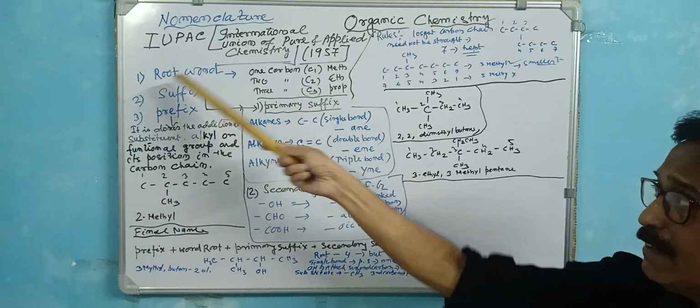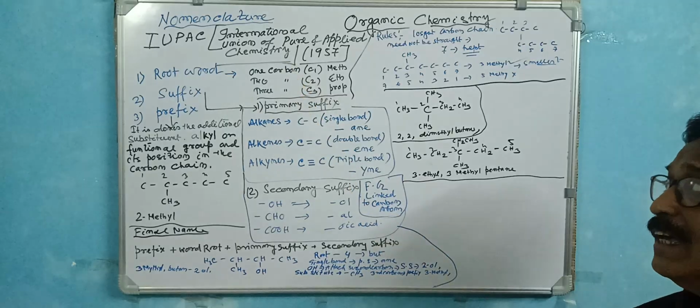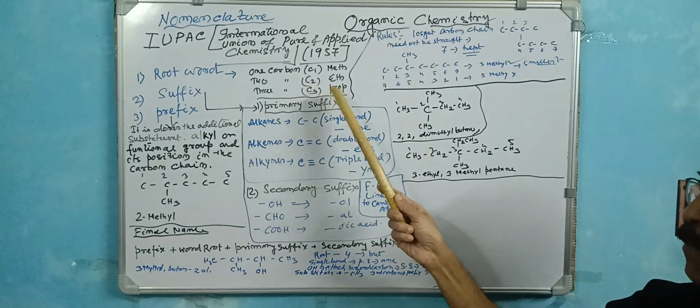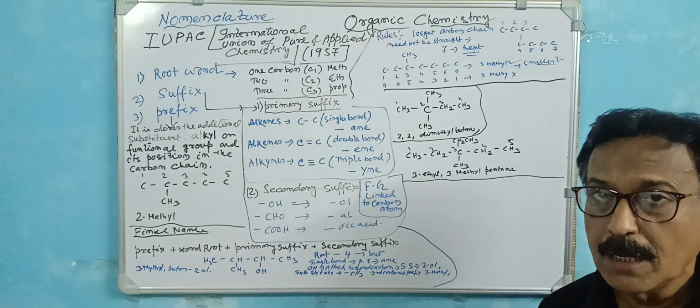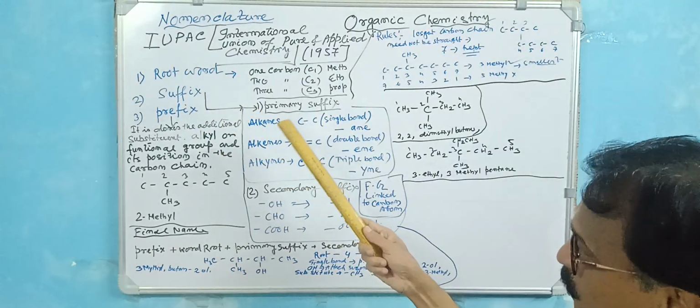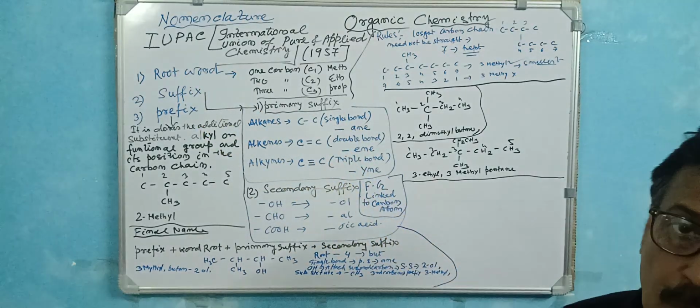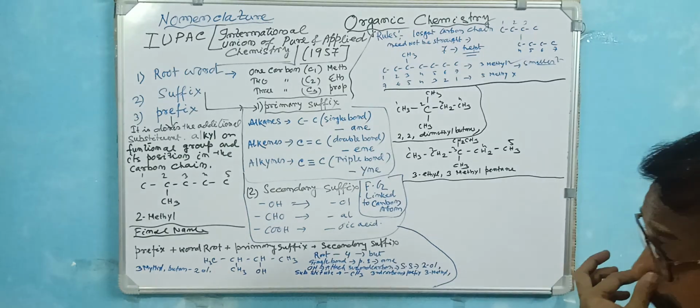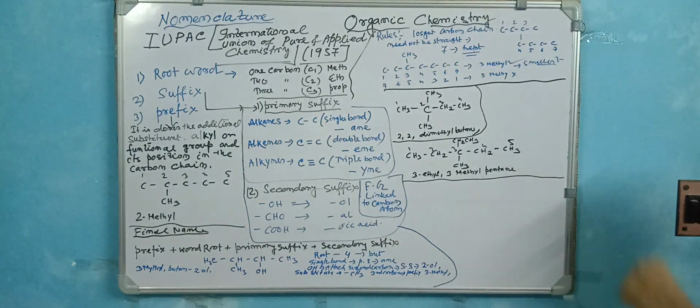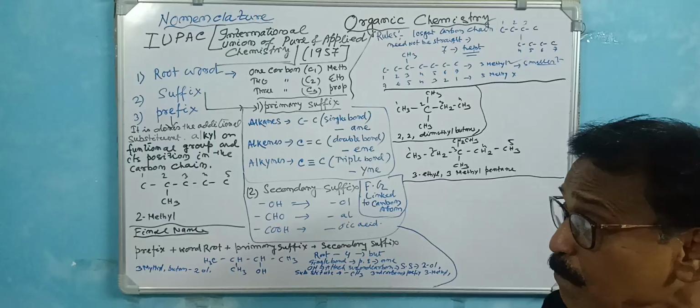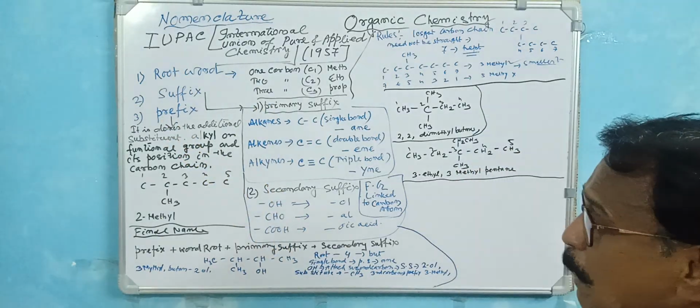So to complete: root means meth, eth, prop, the third is prop, then but, pent. In case of the primary suffix, it is single bond, double bond and triple bond. In case of the secondary suffix, it is the functional group attached to the carbon atom. And the last is called the prefix.